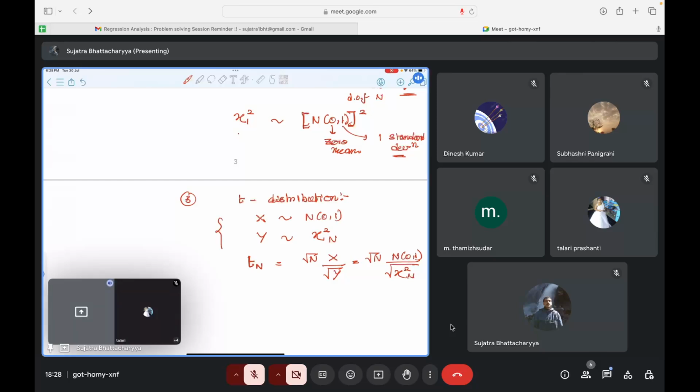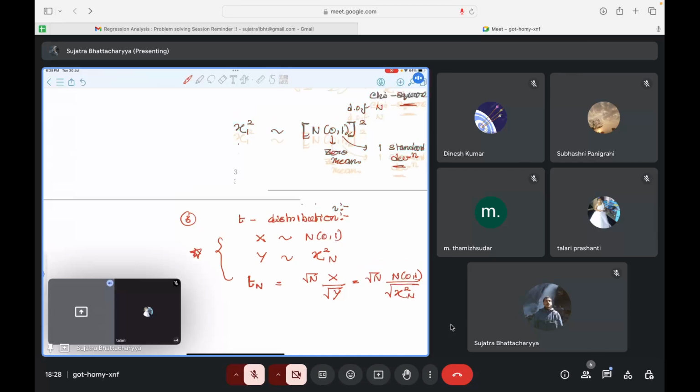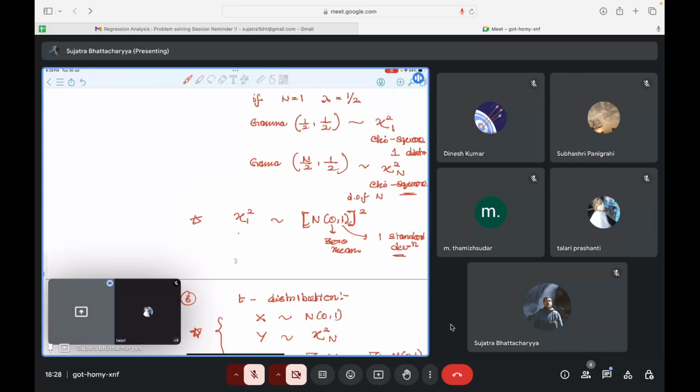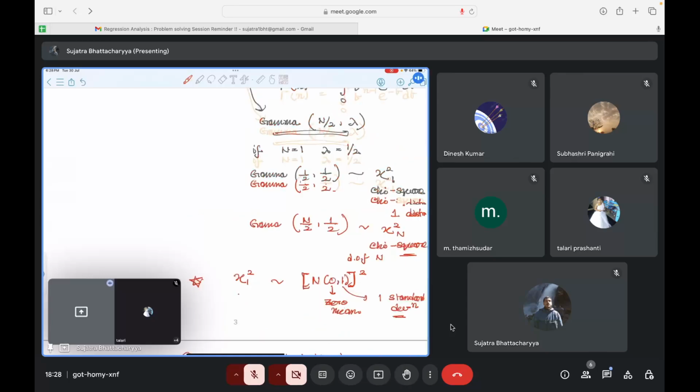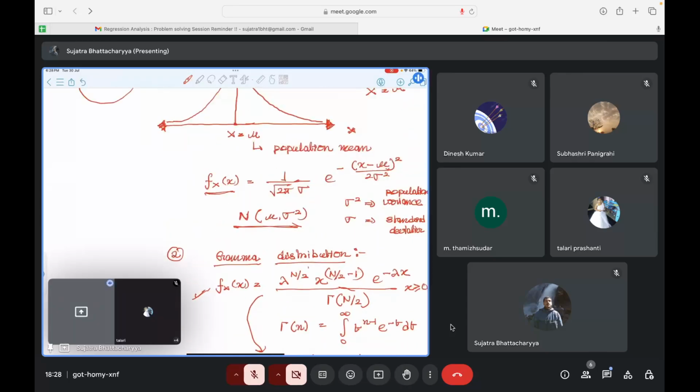This is very important. We will be using it while doing the hypothesis testing part. It is also important that chi-square is normal(0,1) whole squared, and other things like the normal distribution. You all know this is generally written.